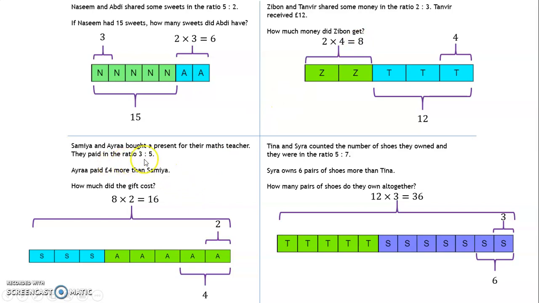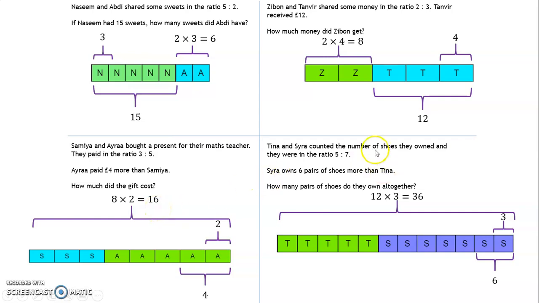Samia and Ira bought a present for their maths teacher. They paid in the ratio 3:5, so this bar model is representing that ratio. And Ira paid £4 more than Samia, so 3 parts for Samia, 5 for Ira, so 3 of those are the same as Samia. The 2 on the end here are the extra that she paid, so that's the £4 more. That means that 1 part is £2, and so in total then we've got 8 parts, each of which are £2, so the gift cost £16.